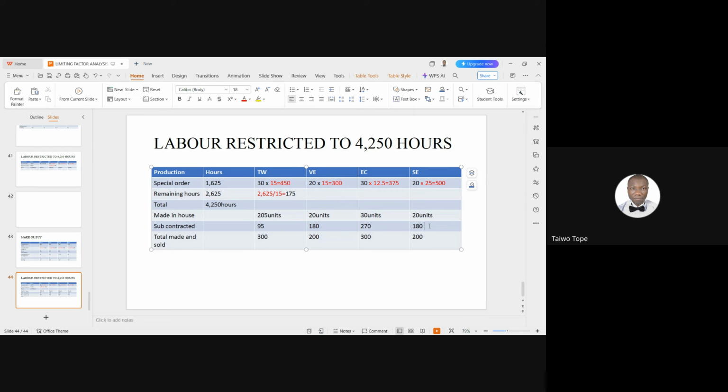So you can see this is what the question wants us to do. So please, by virtue of this, I want to encourage us to solve the whole questions on limiting factor between now and this coming Sunday. Try and solve the whole limiting factor question.